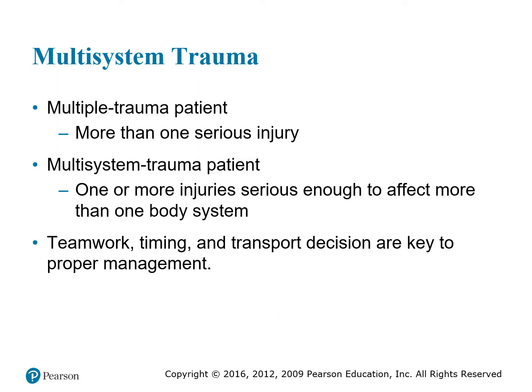All right, so what is a multi-system trauma or a multi-system patient? A multi-system patient is a patient that has more than one serious injury. It's as simple as that. A multi-system multi-trauma patient is a patient that has injuries that affect more than one system. Okay, so it's cardiovascular and respiratory systems, GI, other things like that. These are patients that require teamwork, good critical thinking, and rapid and correct decision making to manage them properly.